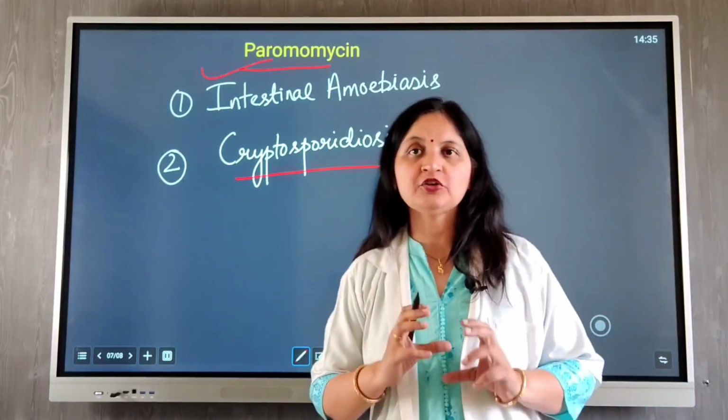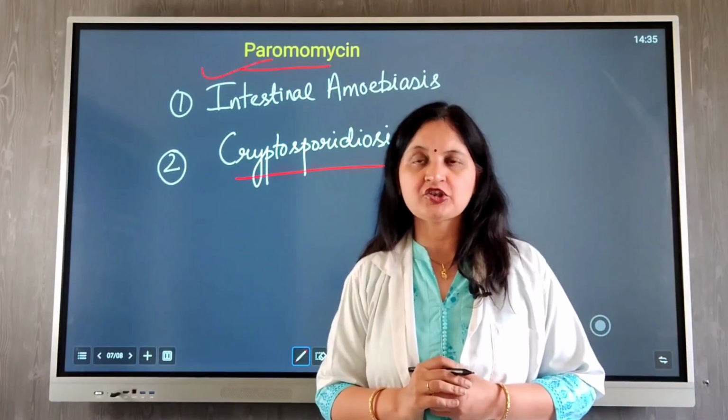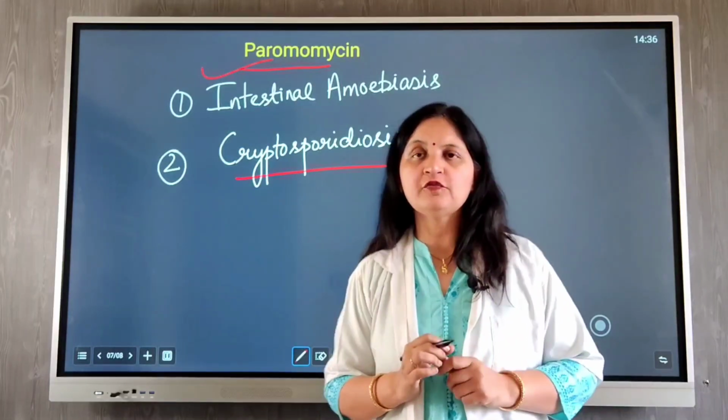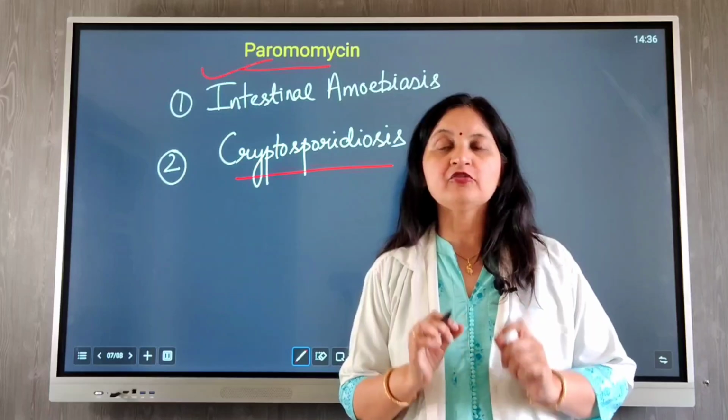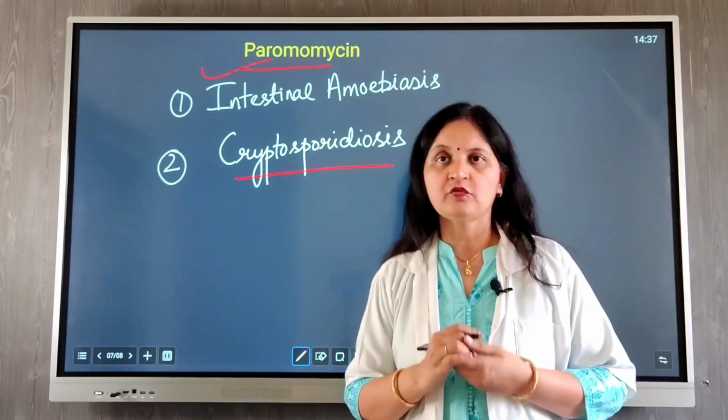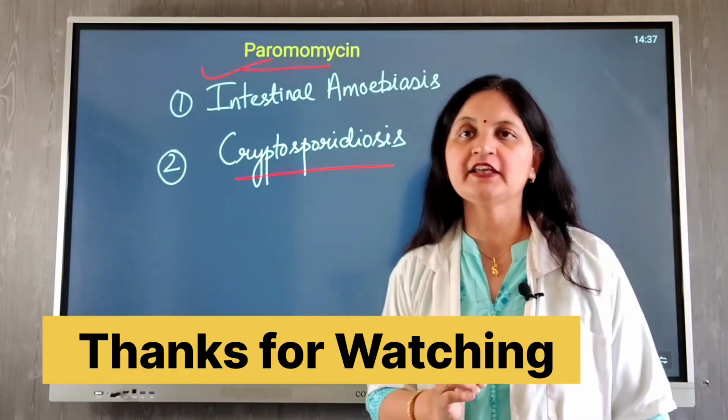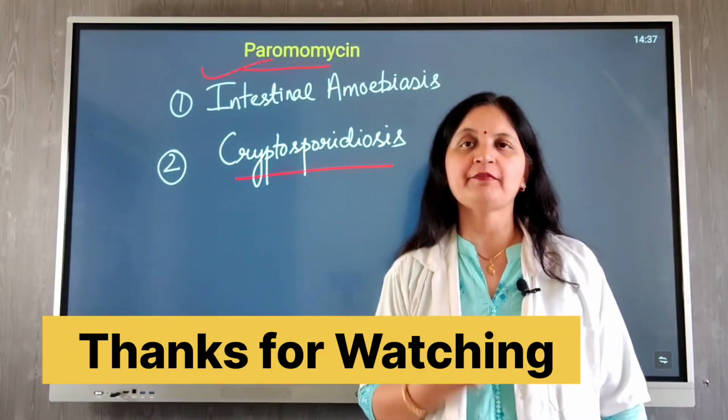So paromomycin is used for treating GI tract infections such as intestinal amoebiasis and cryptosporidiosis. So we have discussed the important pharmacokinetic features and the therapeutic uses of aminoglycosides.